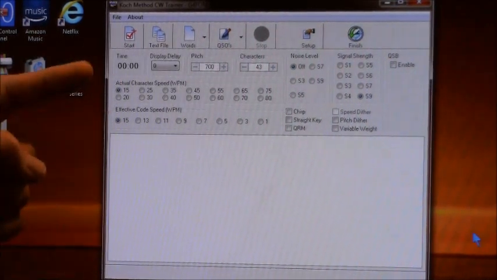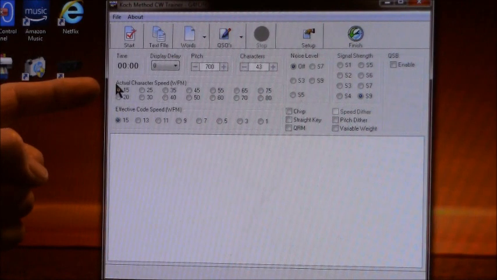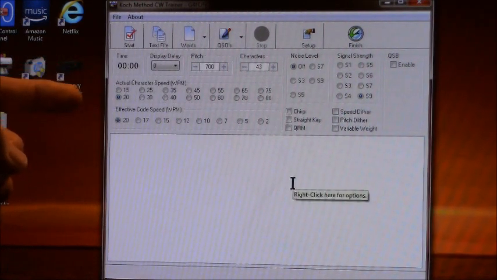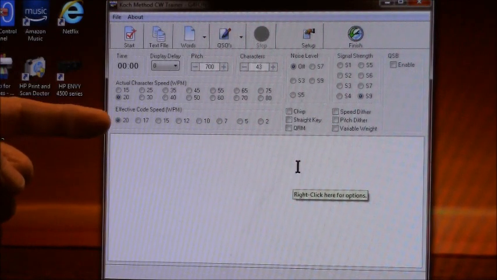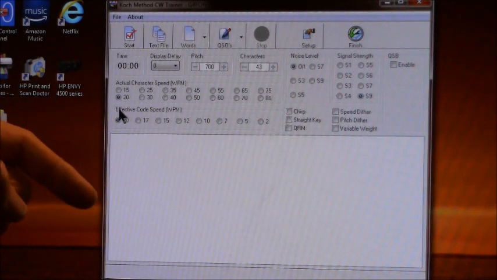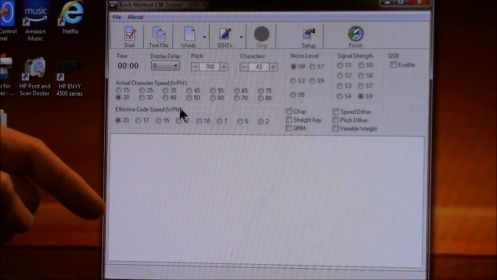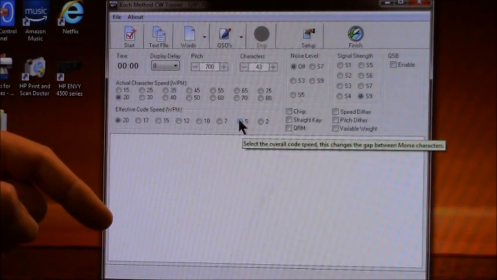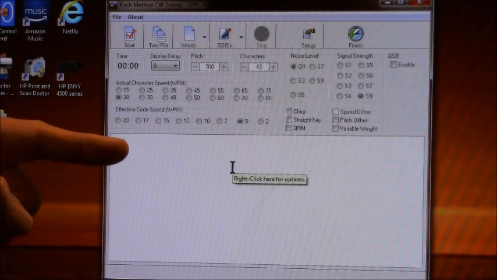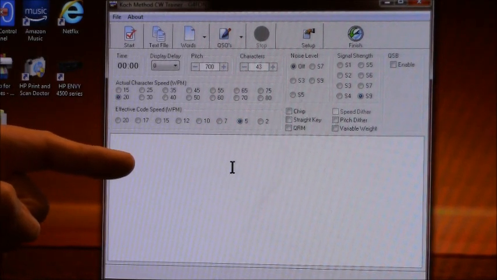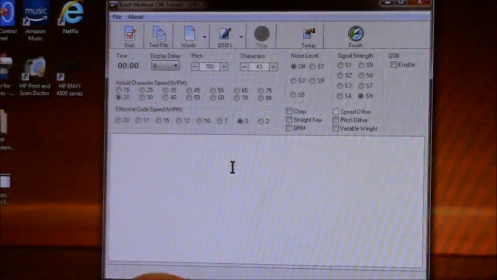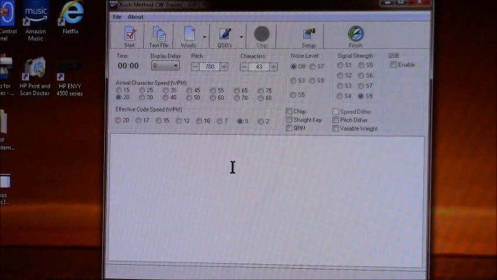You'll notice that right here, you have the actual character speed. So let's say that we set that at 20 words per minute. If you started out like that, it would send everything at 20. But instead, what we do is we go to the effective code speed in words per minute. So the character is going to be at 20 words per minute, but we're going to set the total throughput at 5 words per minute. In other words, you'll hear a burst of 20 and a long pause. A character at 20, a long pause. Another character at 20, a long pause.